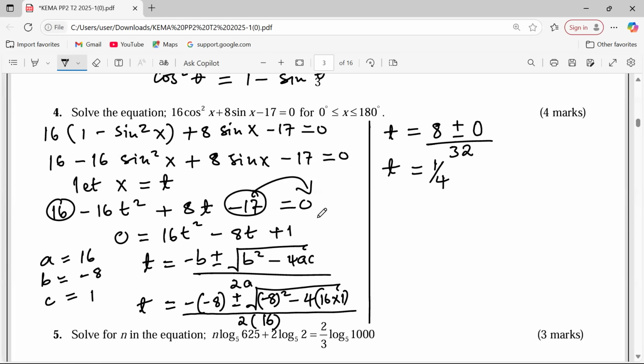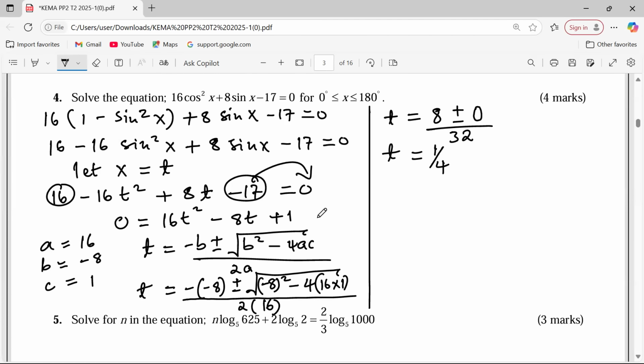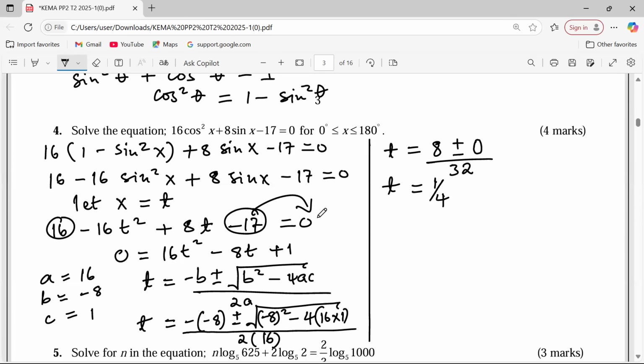If T is a quarter, then we should be able now to say we had let the sine of X to be T. After sine of X was let to be T, that is why this becomes 8T, and this becomes 16T squared. So now it is the sine of X which is a quarter.